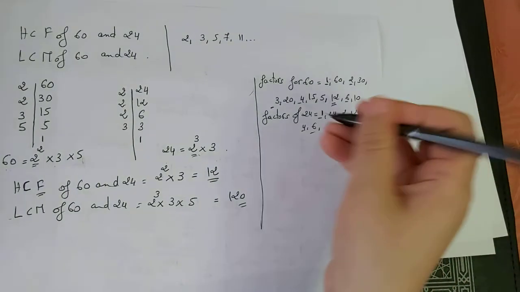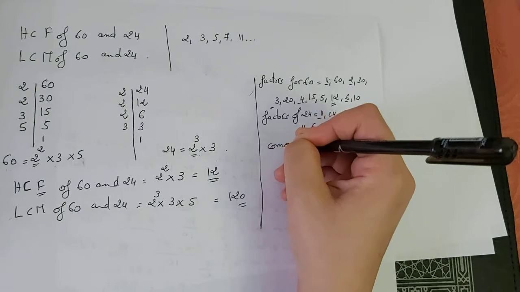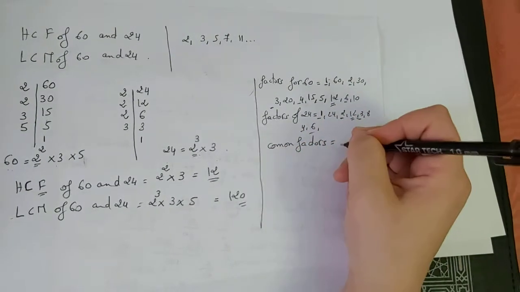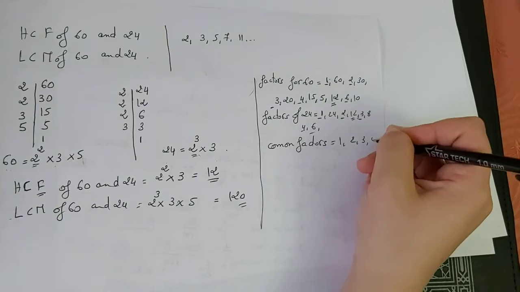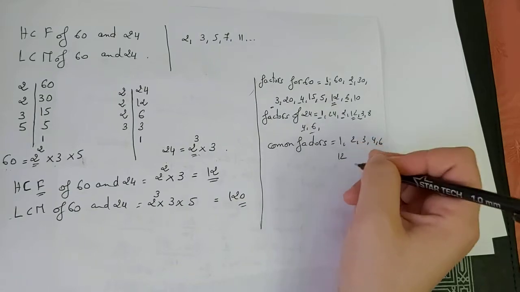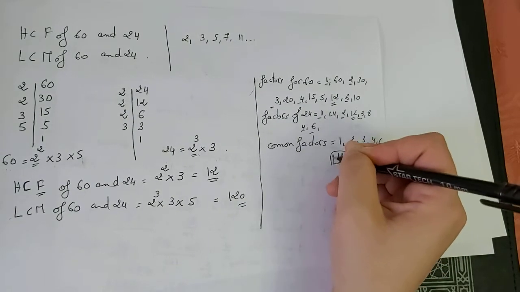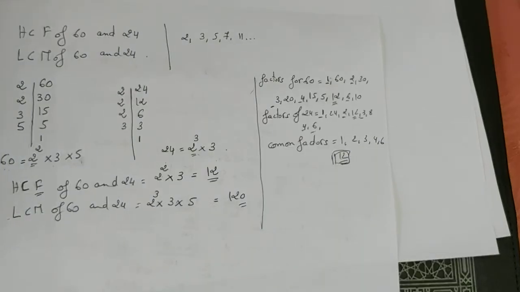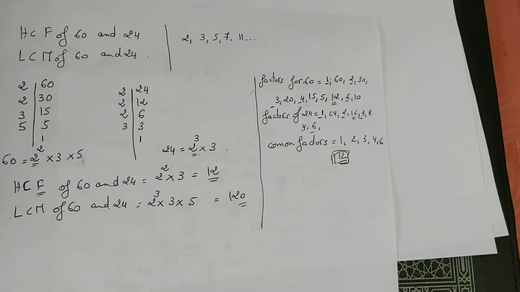So as you can see here, the common factors are 1, 2, 3, 4, 6, and 12. So the highest factor is 12 here. So the common factor that I need to take is 12. Well, for the multiples, I can do the same thing.